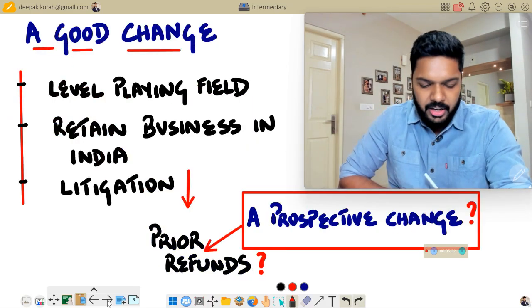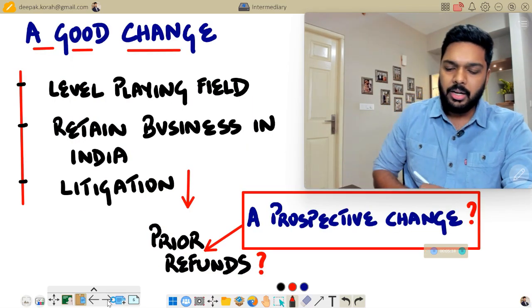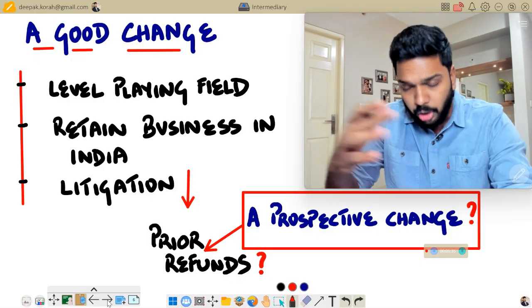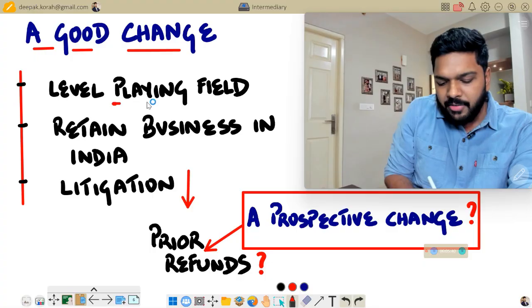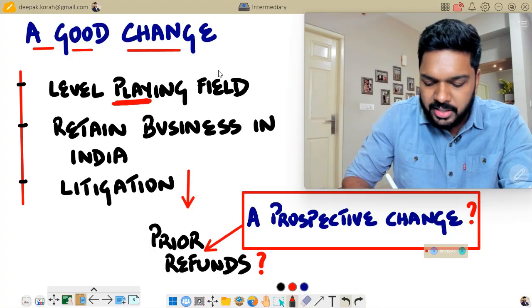This is definitely a welcome change by a lot of intermediaries and a lot of agents, because now it establishes a level playing field for all the intermediaries in the global market.